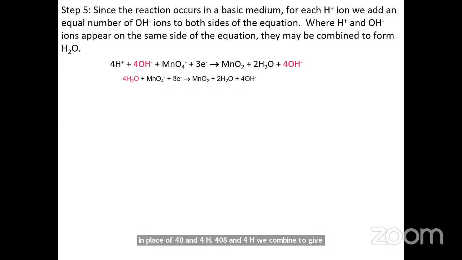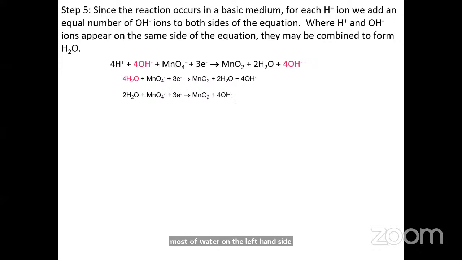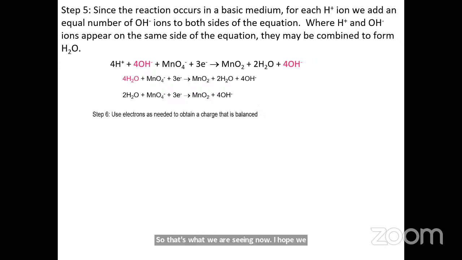Now, if we look at this, we can see 4 moles of water on the left-hand side and 2 moles of water on the right-hand side. We don't need to have them like that. So we subtract where you have the greater moles of water. 4 moles of water minus 2 moles of water will leave us with 2 moles of water on the left-hand side. So that is what we are seeing now. I hope we are following. So the next thing now is to use electrons to balance the charge.